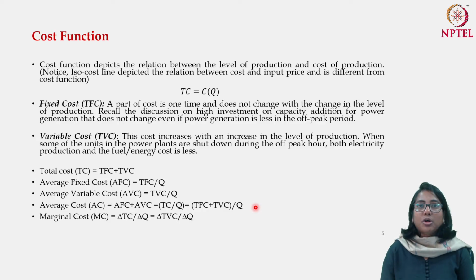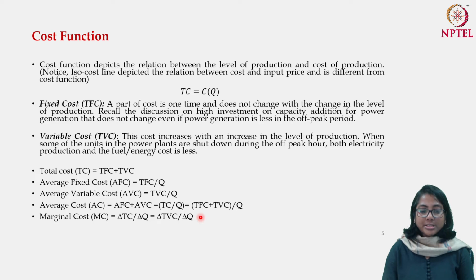The next concept is called the marginal cost. Here we are deviating from the concept of average, and this is the change in cost due to change in output. The question we try to address here is: if I want to increase my output by 1 unit, what will be the impact on my cost? How is my cost going to increase?